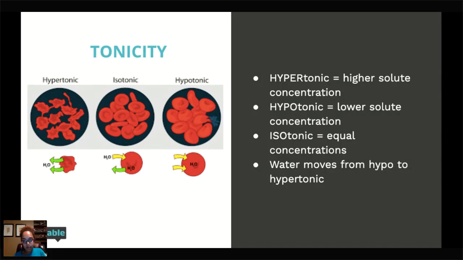Isotonic does not mean that there's not any movement of water, because the concentration is the same on both sides. It really just means that there's no net movement of water. So the water goes in, some goes out, but in the end there's no net movement, which means the amount in and out are equal.